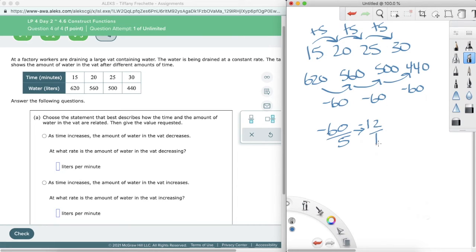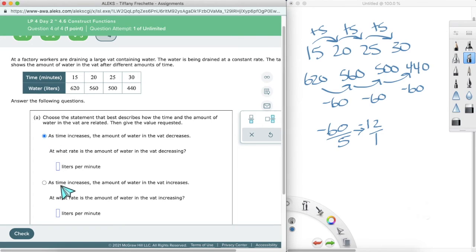So I can already see it's a decrease. If I were to look at this on a graph, it'd be going downward from left to right. So as time is increasing, the number of liters is decreasing. So again, we want to choose that: as time is increasing, the amount of water in the vat decreases. And if we read the other one, as time increases, the amount of water in the vat increases. That'd be meaning they're adding water, but they're taking water out. So then we already answered this by simplifying the slope. The liters per minute that are decreasing are 12. I don't have to put the negative because of the word decreasing. It's not going to expect me to put negative there.